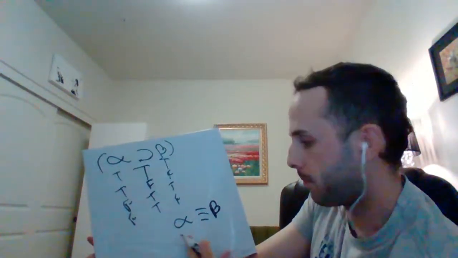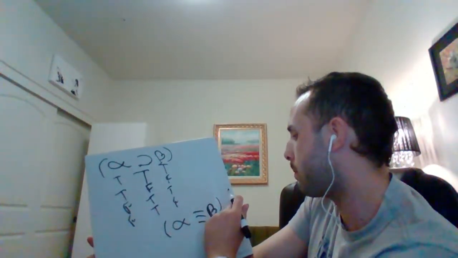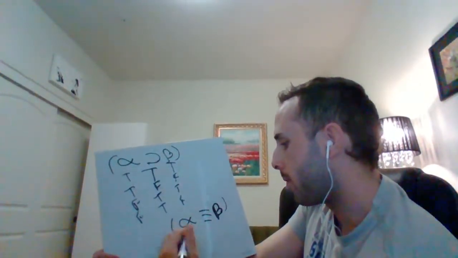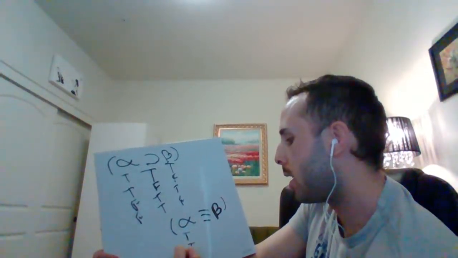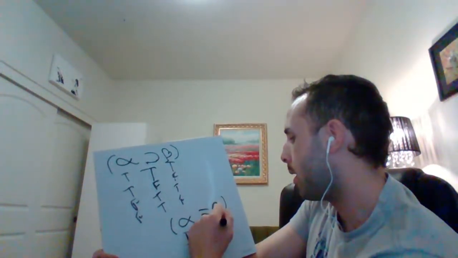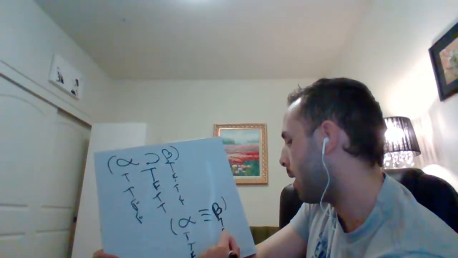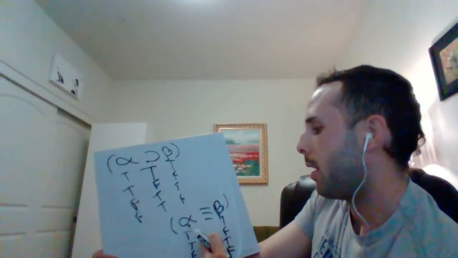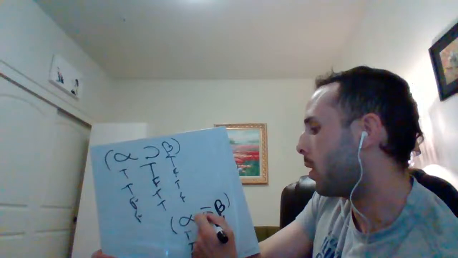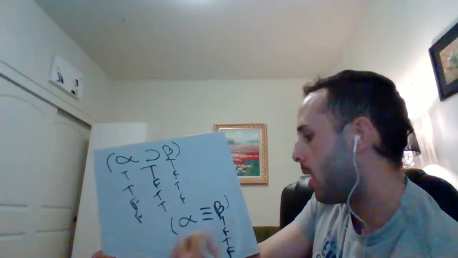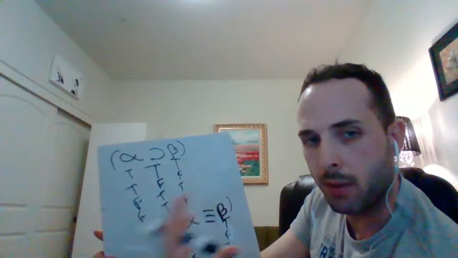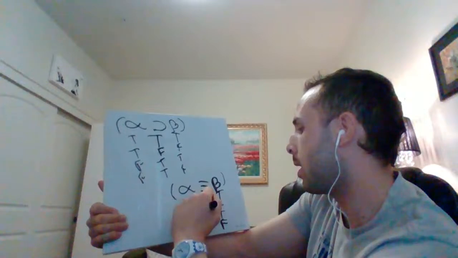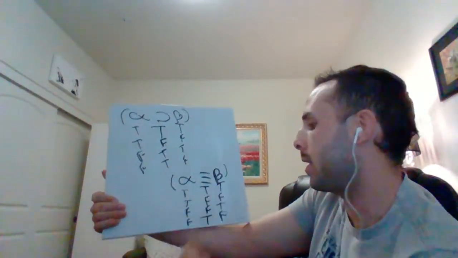Alpha if and only if beta. Put parentheses around here. We're going to do a little bit better than the book, or a little less casual than the book. T, T, F, F, T, F, T, F. So this is going to be our equivalence operator, and it's going to be defined as this. I'm going to take a different route of explaining how we come to this. So T and T is going to be T, F, F, and then T.